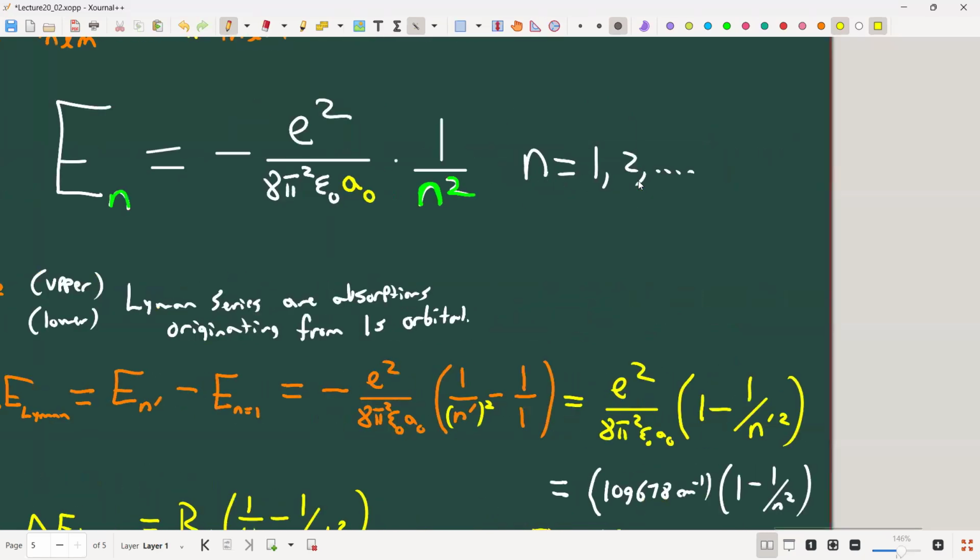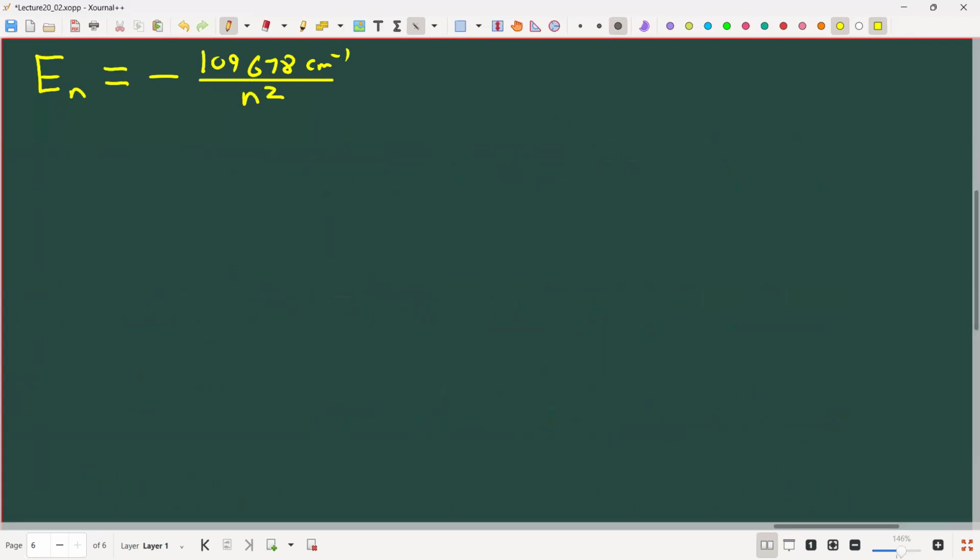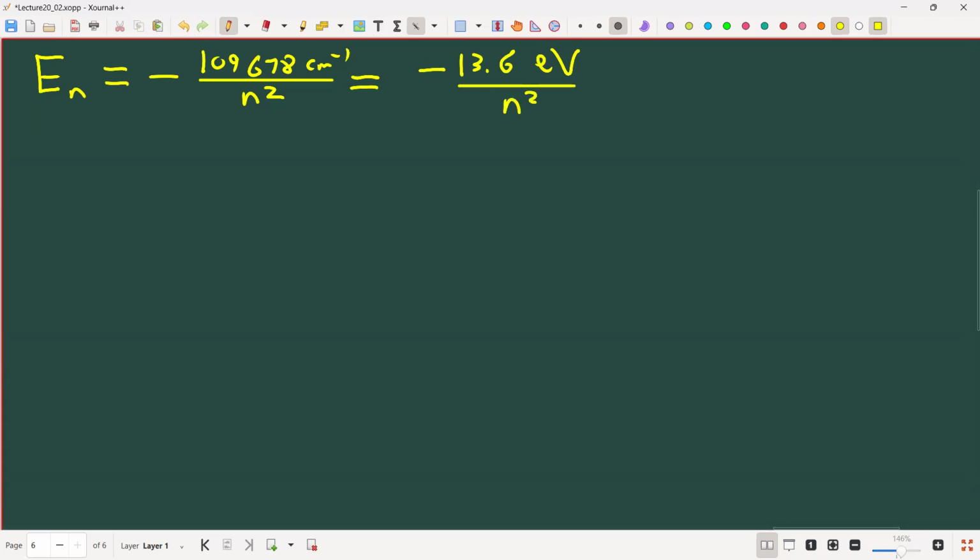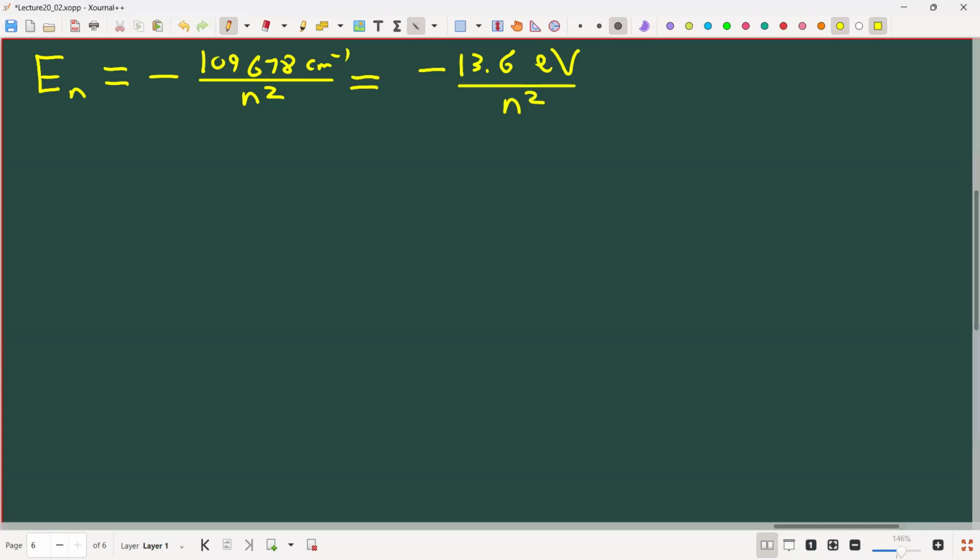I think it's kind of a useful way to think about this. So we have a very simple formula, which is that the energy of hydrogen is 109,678 wave numbers divided by n squared. I don't think I've introduced this unit yet, but another unit that we can use is electron volts. I'll introduce this in a few classes, so we can write that as well. Minus 13.6 eV.